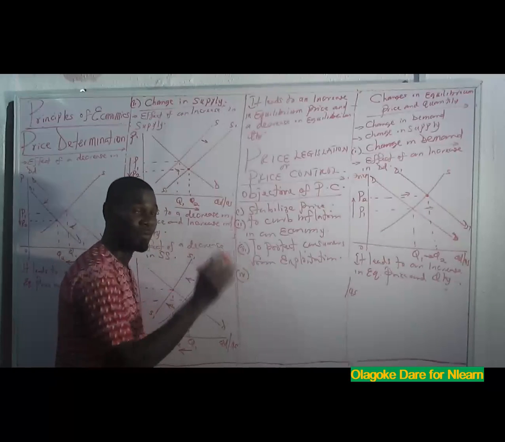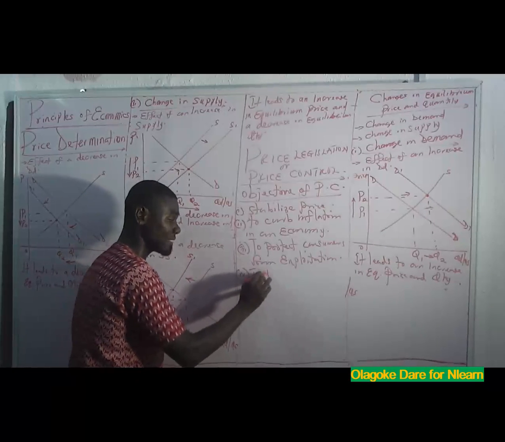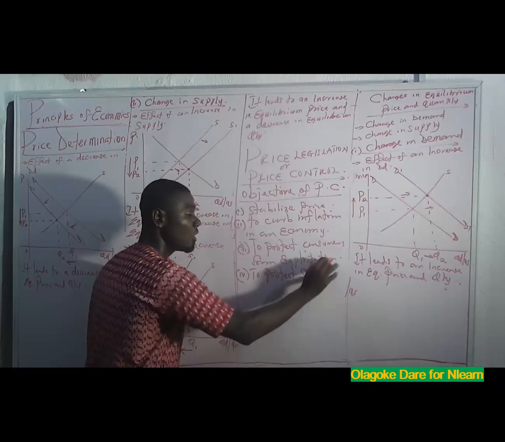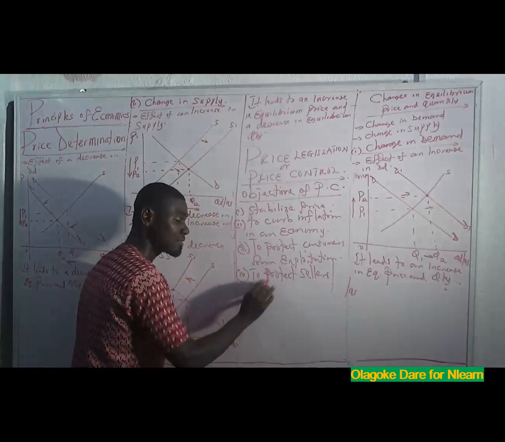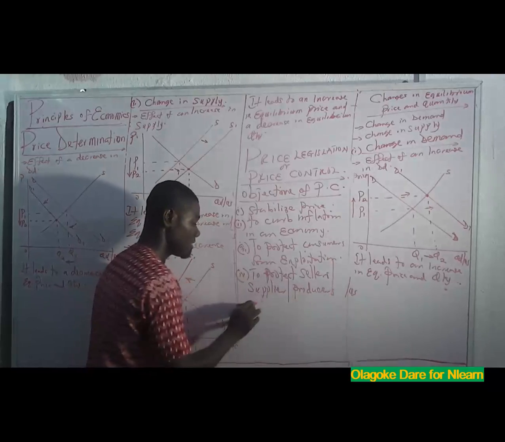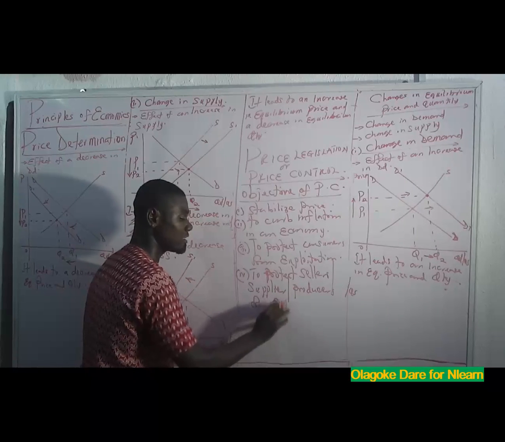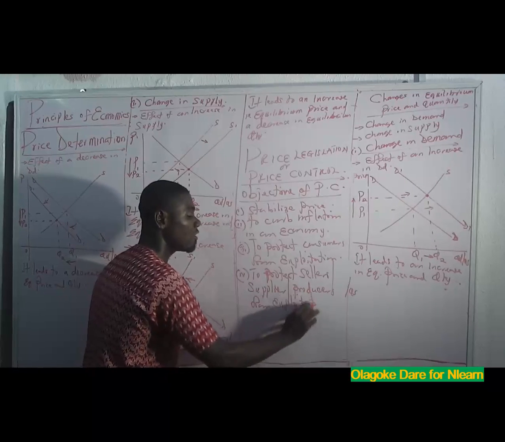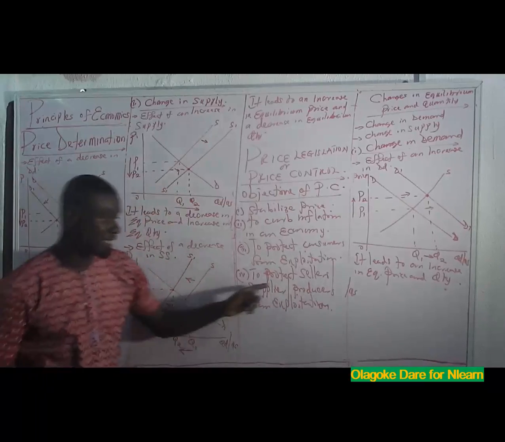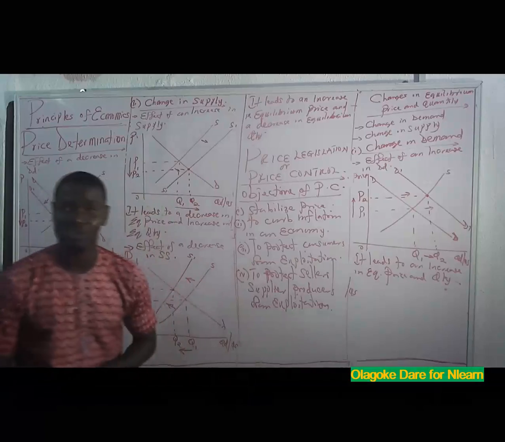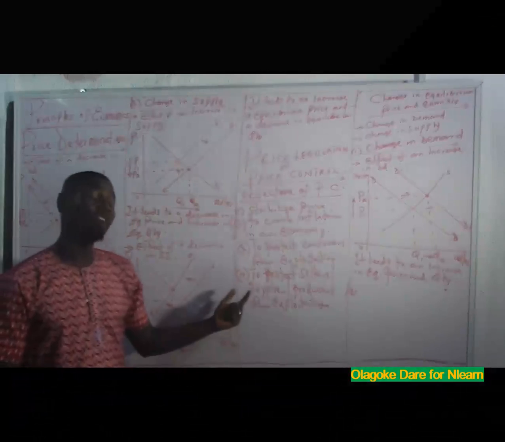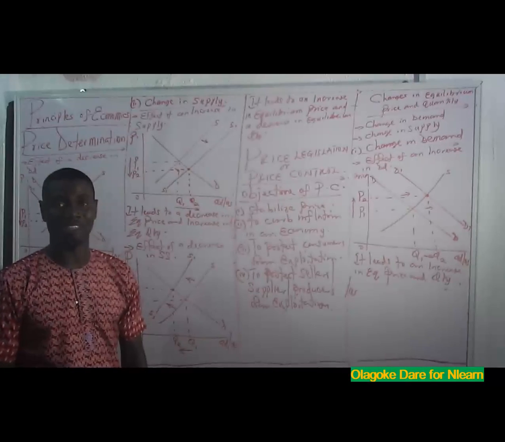Another one that may surprise most of you is to protect sellers or suppliers or producers from exploitation. Yes, it's the work of government. As government protects consumers, government also protects sellers, suppliers, producers from exploitation. You are wondering, what are those that will exploit producers? Yes. Government protects them also from exploitation.